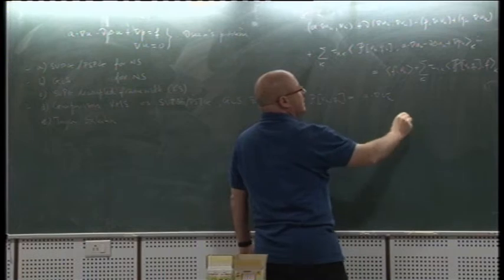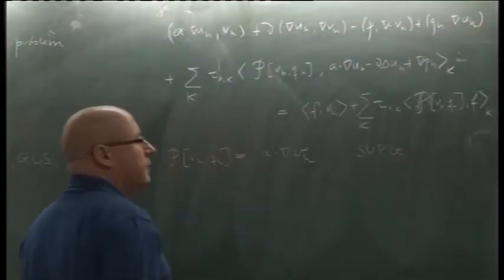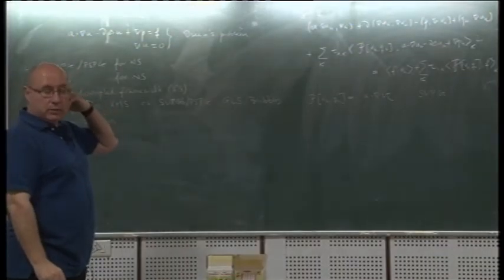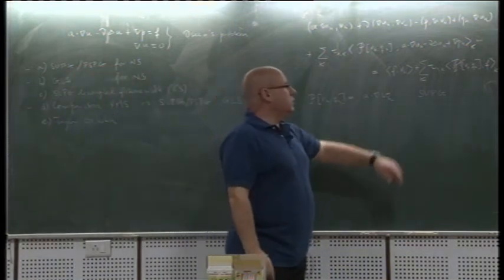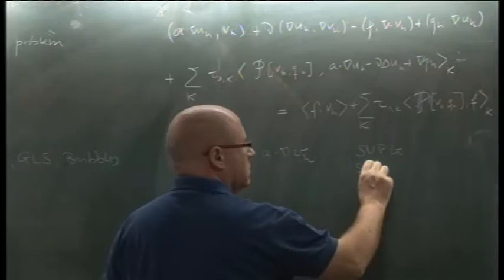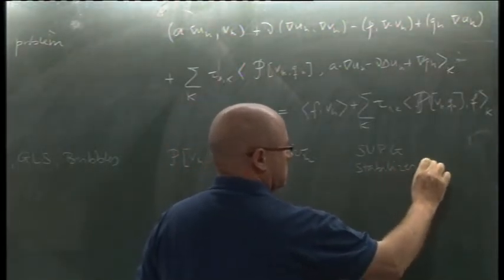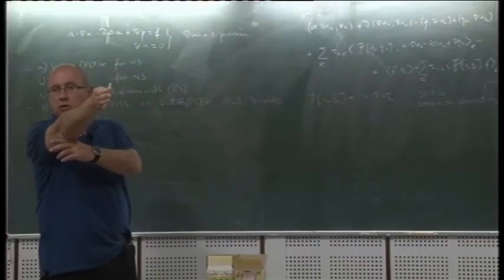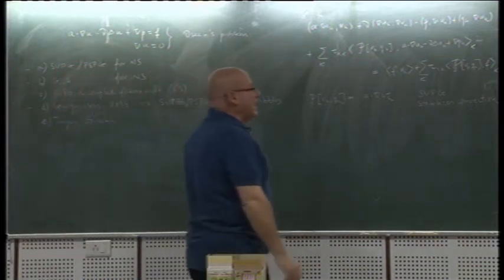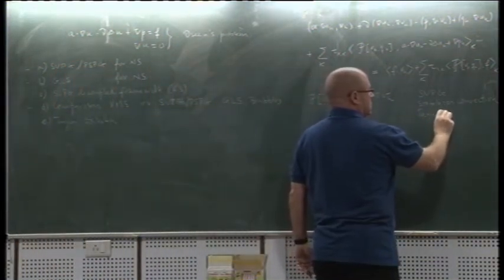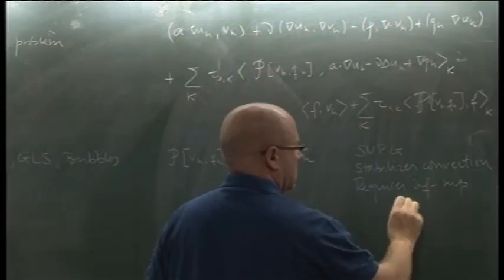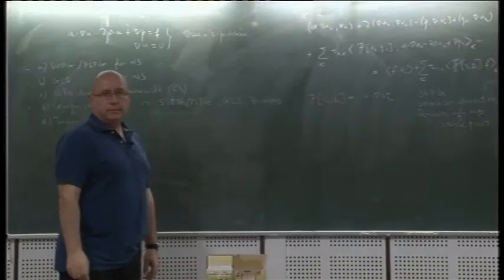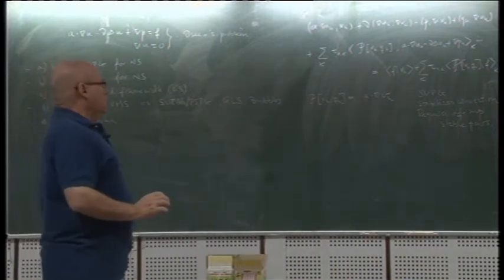If you take only the convective, that would be exactly SUPG, streamline upwind. What we did for the convection diffusion equation, extended to the Navier-Stokes case. What does it do? It only stabilizes convection. It introduces diffusion along the streamlines only. But that requires superstable elements. Is that clear? Yes. Okay. That is SUPG.